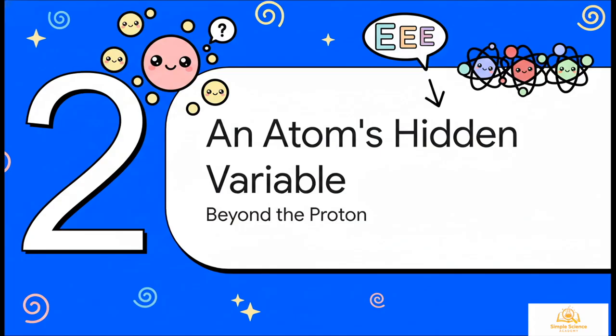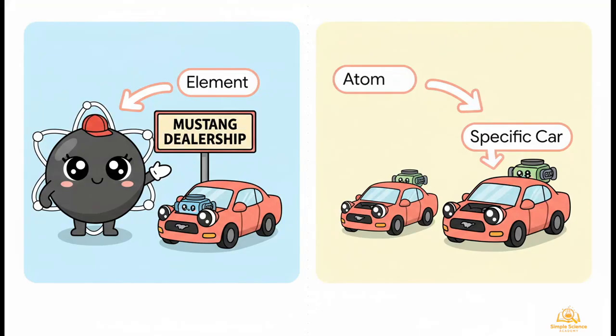Once that fundamental rule is set in stone, there's this fascinating twist, a kind of hidden variable that creates different versions of the very same element. You know what? Let's use an analogy to make this easier. Think of an element, say carbon, as a car model, like a Ford Mustang. Every Mustang is a Mustang. That's its core identity. But you can get different versions, right? One with a V6 engine, another with a big V8. They are both Mustangs, but they have slightly different specs under the hood.